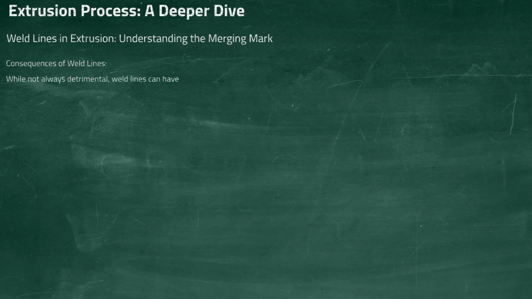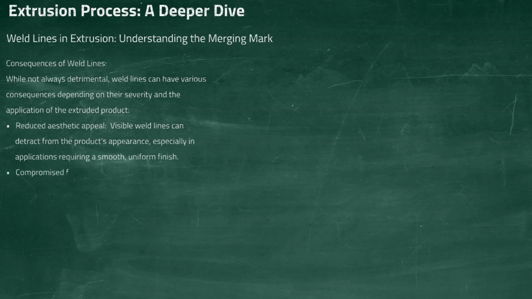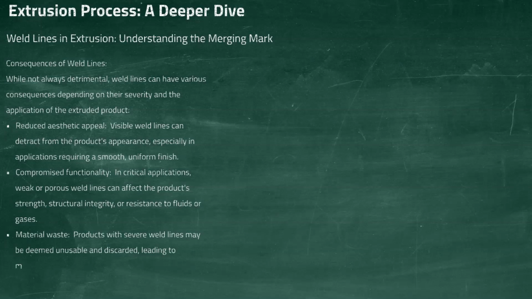Consequences of weld lines. While not always detrimental, weld lines can have various consequences depending on their severity and the application of the extruded product. Reduced aesthetic appeal: visible weld lines can detract from the product's appearance, especially in applications requiring a smooth, uniform finish. Compromised functionality: in critical applications, weak or porous weld lines can affect the product's strength, structural integrity, or resistance to fluids or gases. Material waste: products with severe weld lines may be deemed unusable and discarded, leading to material waste and production inefficiencies.